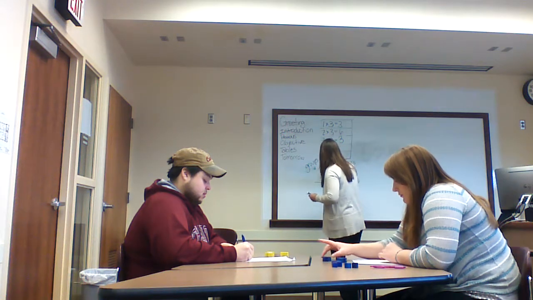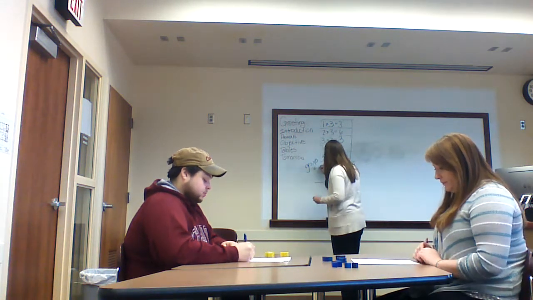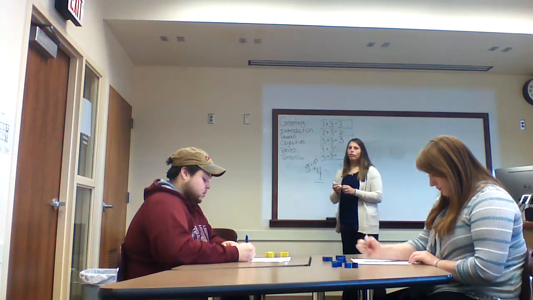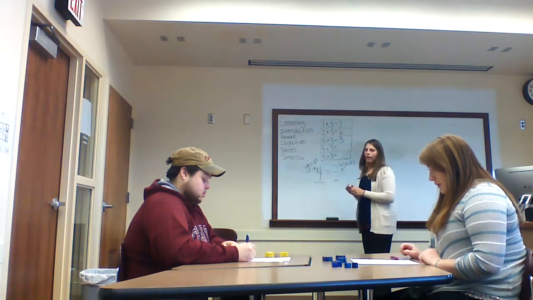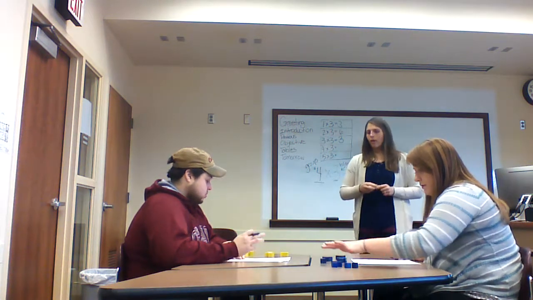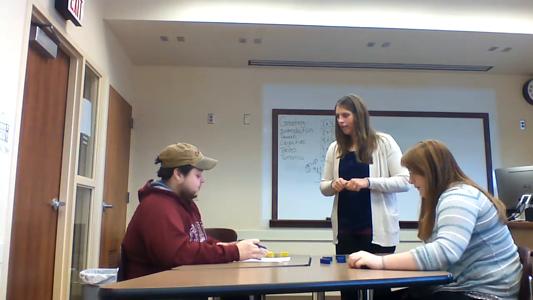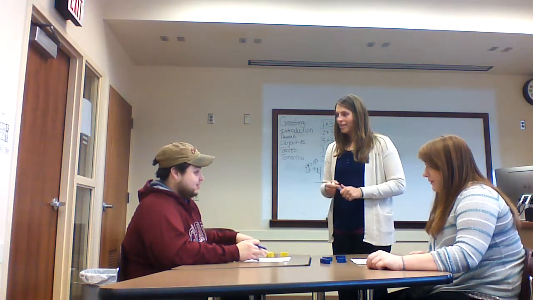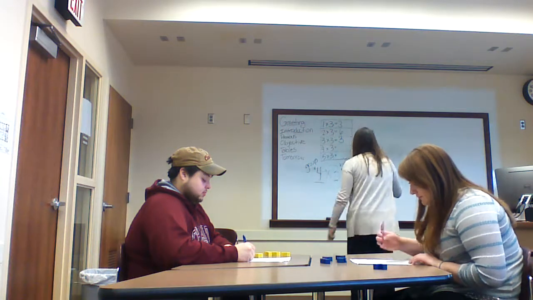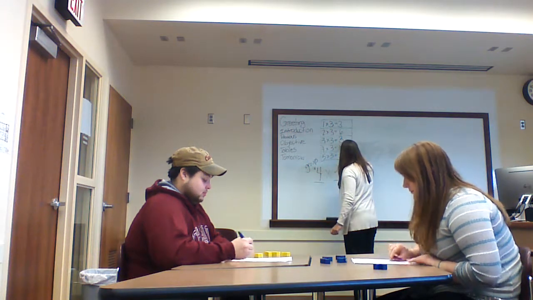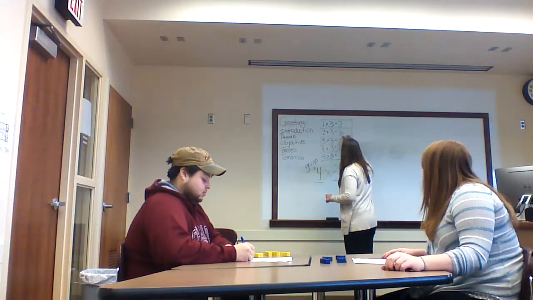All right, we're going to go to 4 next. 4 times 3, so 4 groups of 3 blocks. All right, Dan, what do you have? 4 groups, 3 blocks. And how many is that? 12. 12 blocks? Do you have that, Meg? Yes. So what is 4 times 3? 12. Good job. You guys are getting really good at this multiplication.